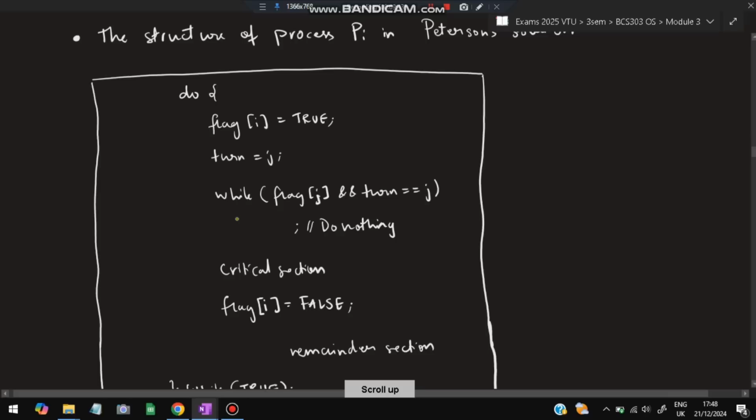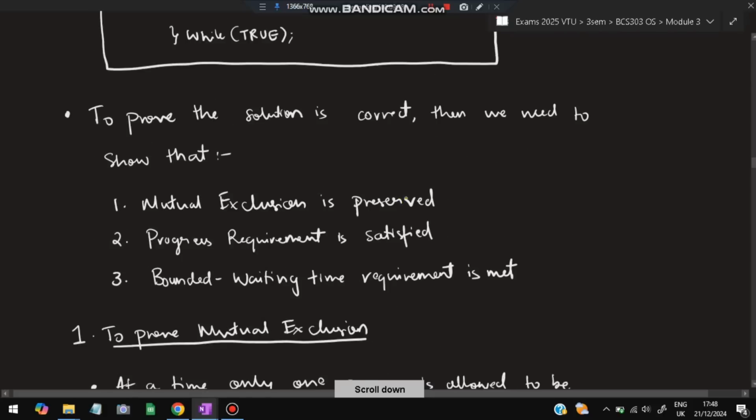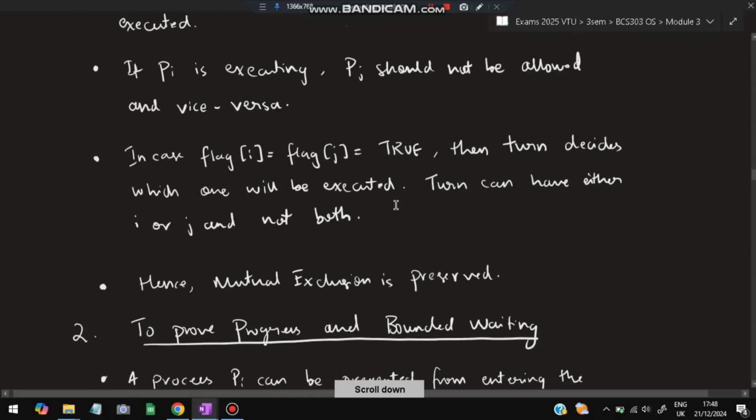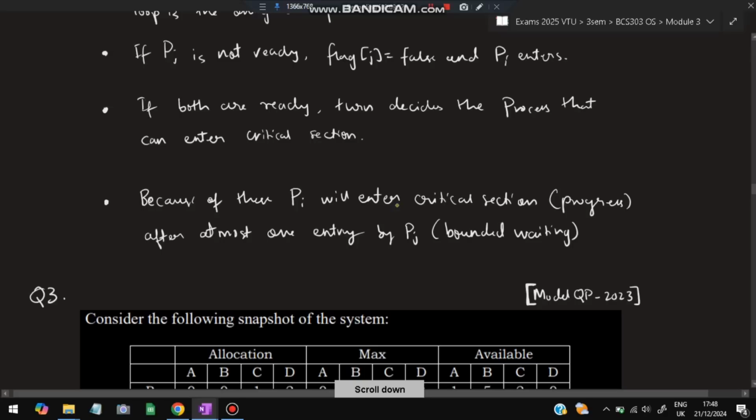It will enter again only after j has executed and this has become true. So the same process cannot execute consecutively, back to back. That ensures that there is bounded waiting. So these three conditions are satisfied, and you have to write this in the exam.